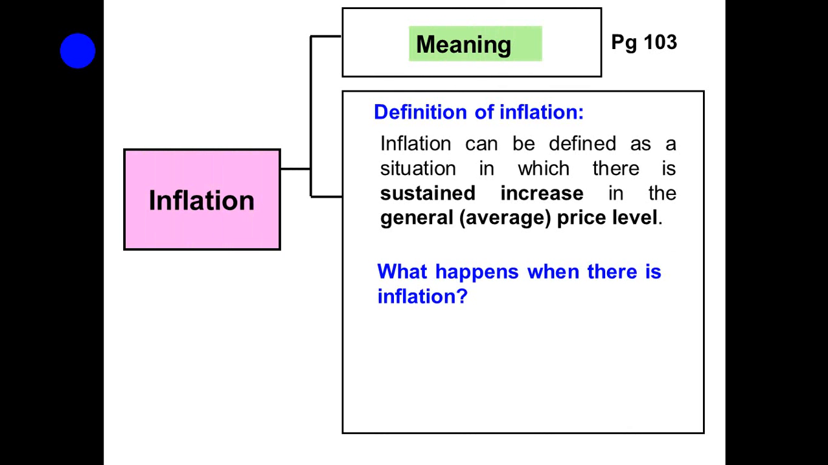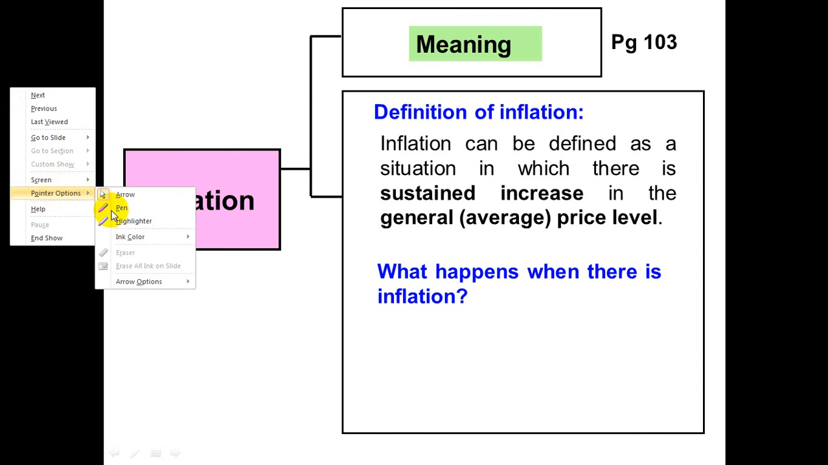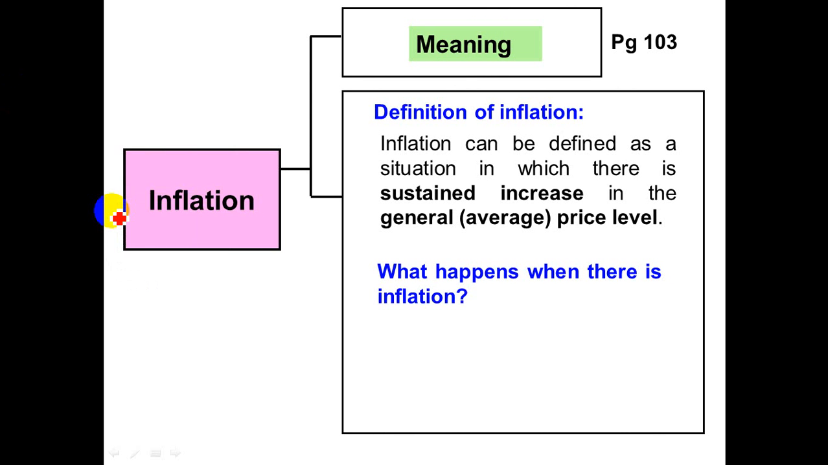Inflation can be defined as a situation in which there's a sustained increase in the general price level. Other than what you see on the slides, I expect you to also write down what I say verbally. So the word sustain actually means continuous. That means there's a continuous increase in the price levels in the economy.